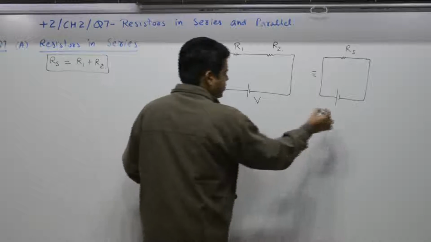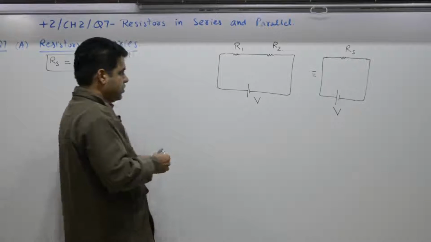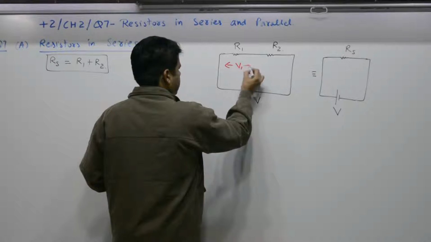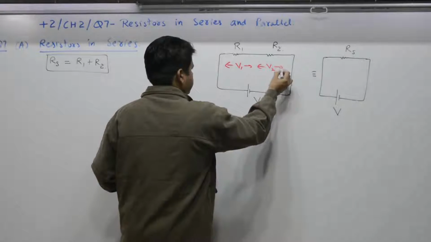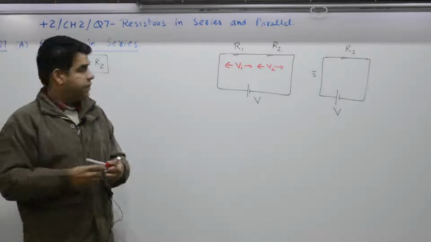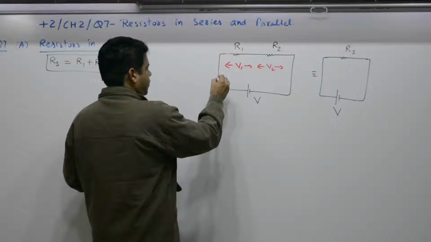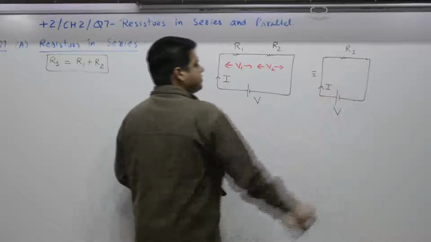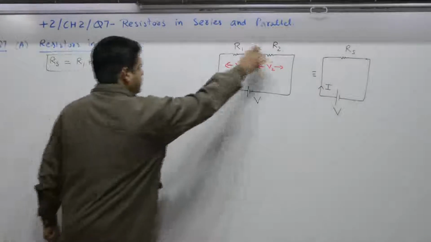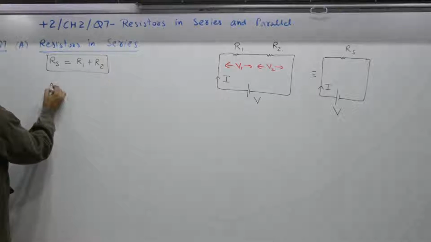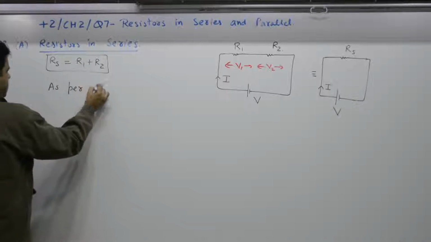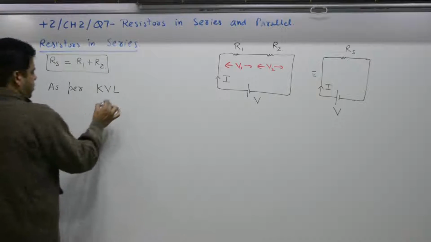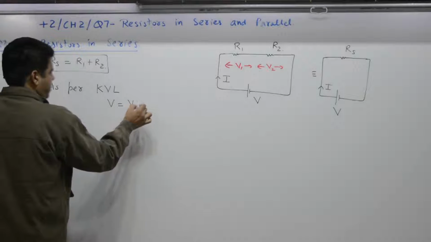Let the applied voltage in the two cases be V. Voltage across resistance 1 is V1, voltage across second is V2. When you say the two are same, that means what? If current flowing in one is I, current flowing in second should also be I. In this arrangement, as per Kirchhoff's voltage law, KVL, total voltage V is equal to V1 plus V2.